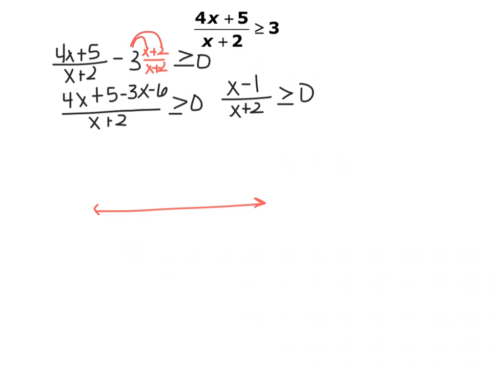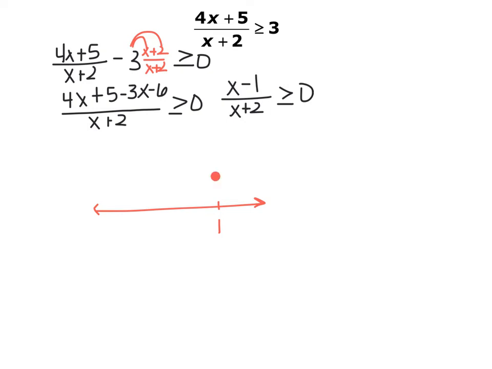So now when you're making your number line, you want everything that makes this 0 or undefined. So basically anything that makes the numerator 0 or the denominator 0. 1 makes this function 0, it makes the numerator 0, and because this is a greater than or equal to, I'm going to put a closed circle on this.